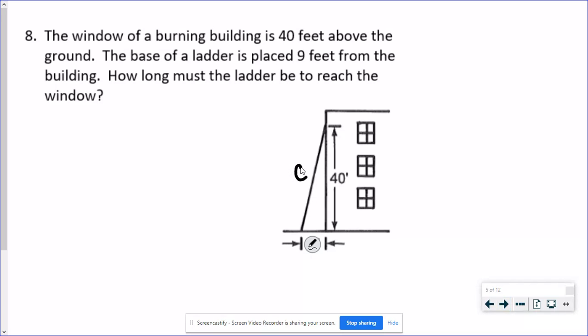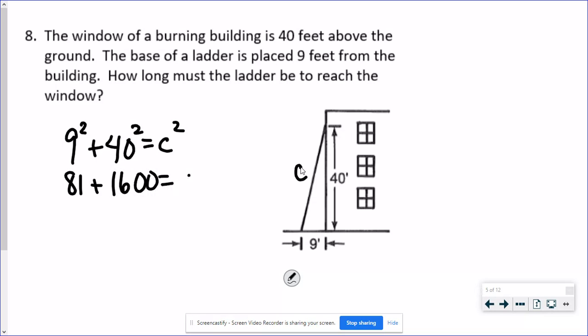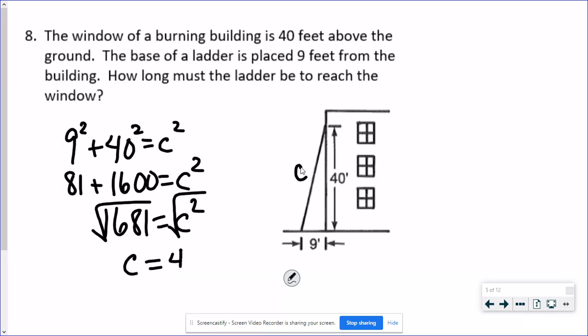So we know that I'll have 9 squared plus 40 squared equals C squared. 81 plus 1600 is what I get there. So 1681 equals C squared. And then we'll take the square root of both of those. And this actually happens to be a nice, perfect square. Not that you would recognize it necessarily from that, but this works out to be 41 feet for the length of the ladder to be able to reach that.